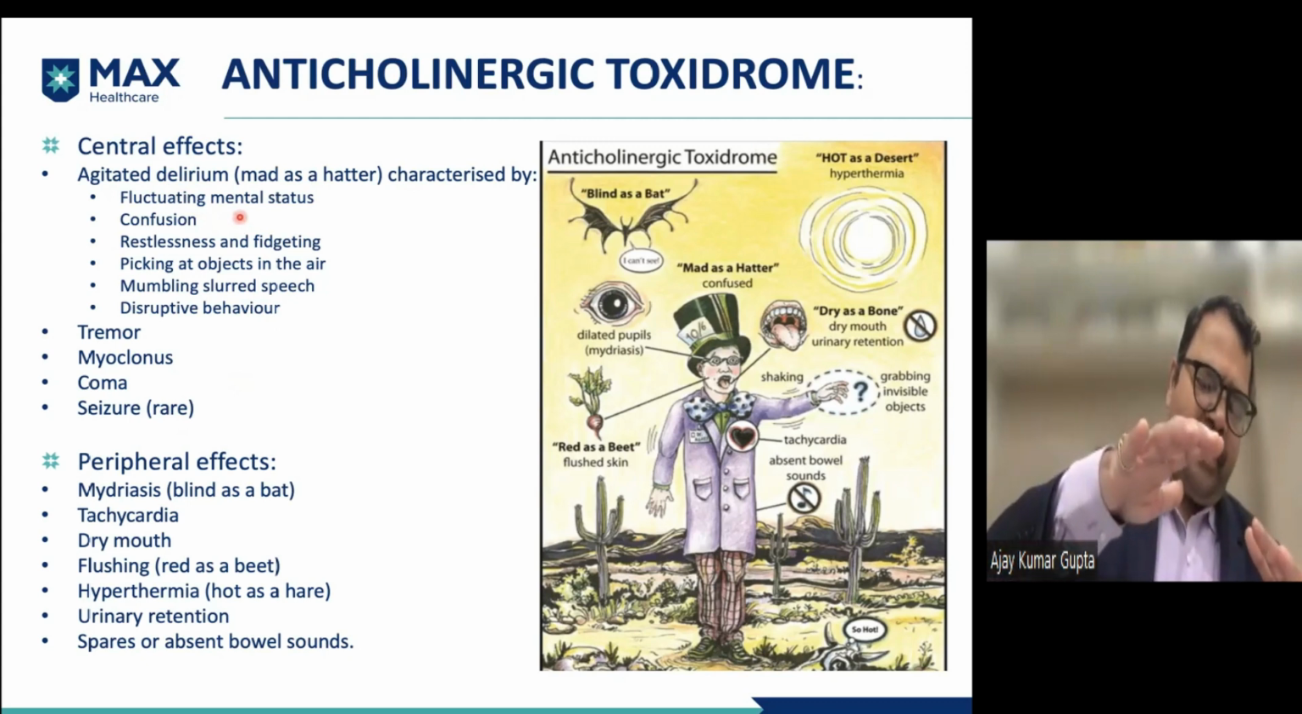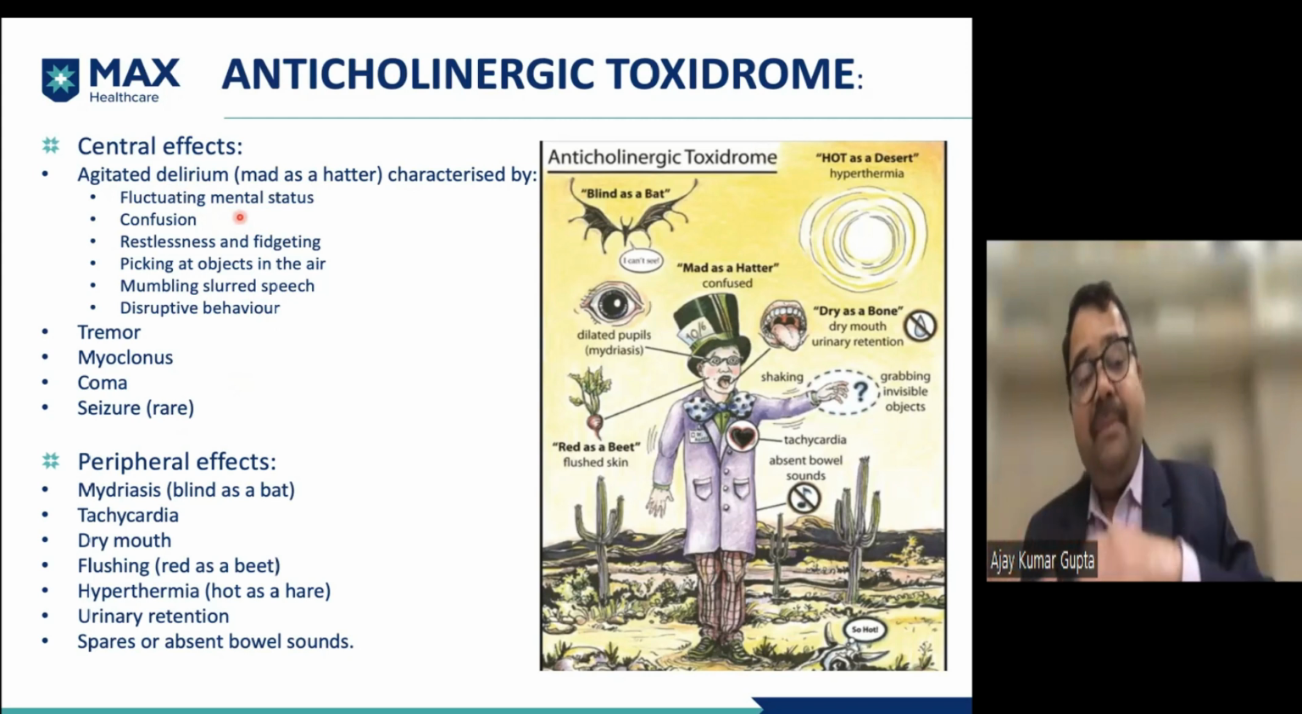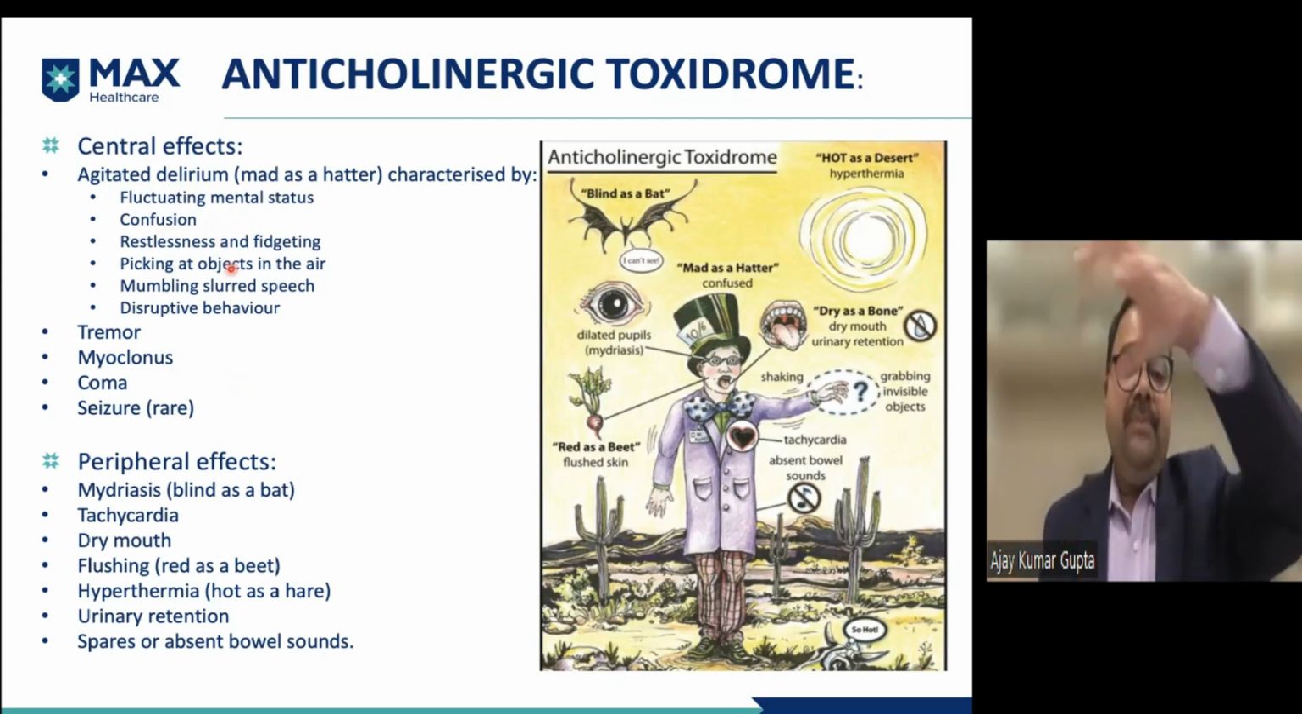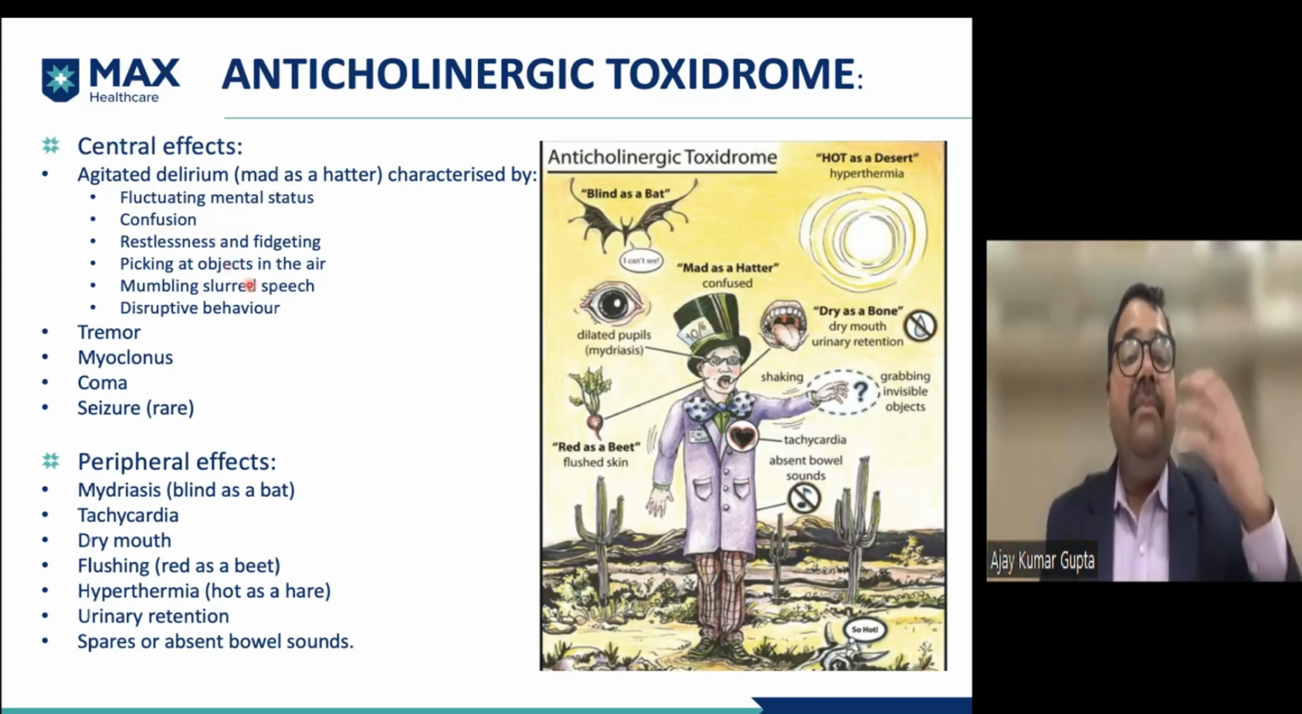Sometimes the patient will be manic and sometimes he will be depressed. Then the patient will be confused. He'll be very restless, fidgeting, and always he'll try to pick up things in the air. Then he'll be mumbling, slurred speech will be there, and there will be disruptive behavior. So these are the features of mad as a hatter.